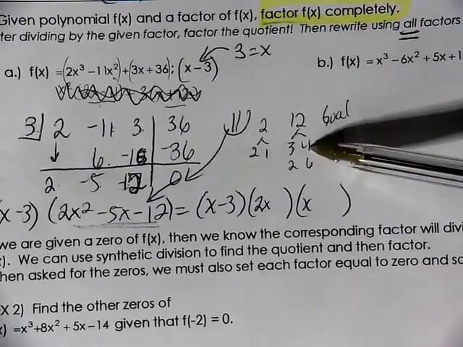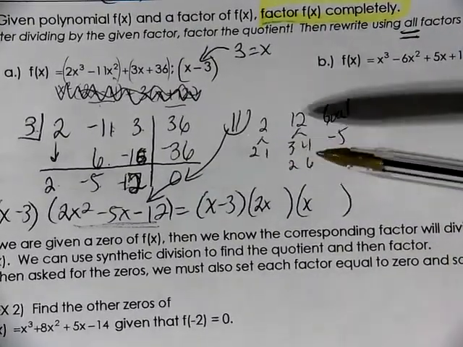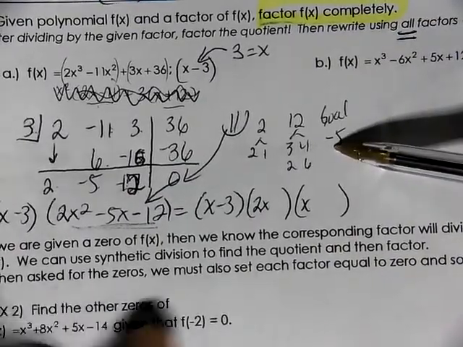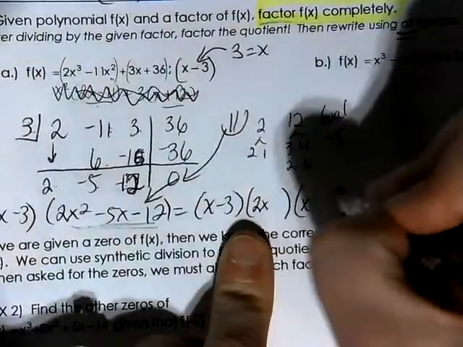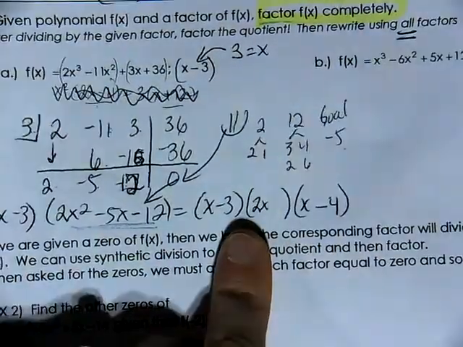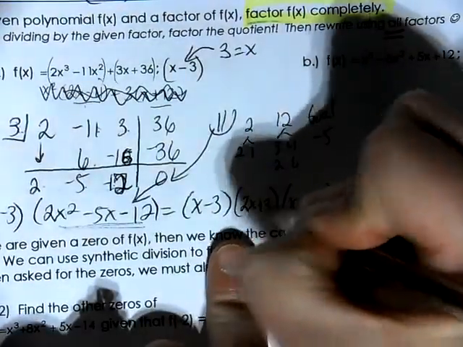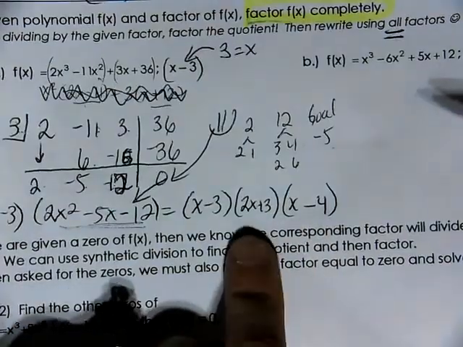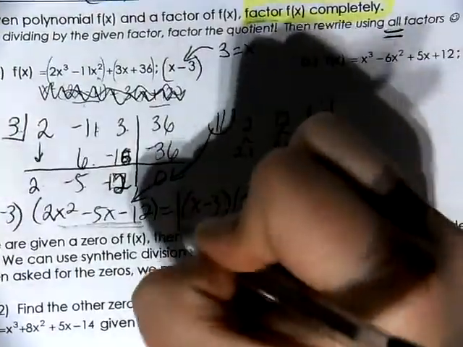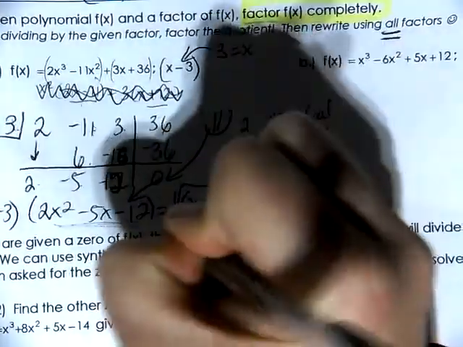2 times 4 is 8. 1 times 3 is 3. 8 and 3 can get me a negative 5, and that's if I have 2 times negative 4 will give me a negative 8, and 1 times positive 3 will give me a positive 3, and negative 8 plus 3 is negative 5. So here is my full factorization.